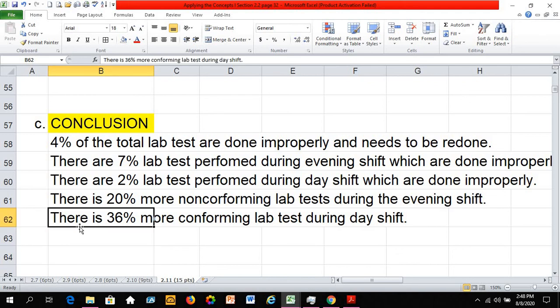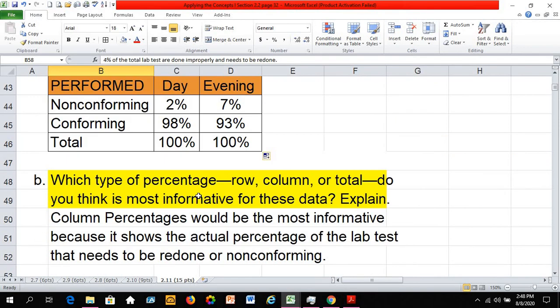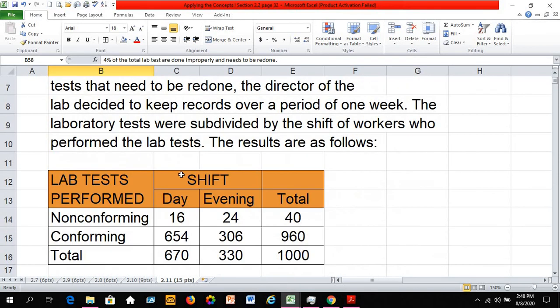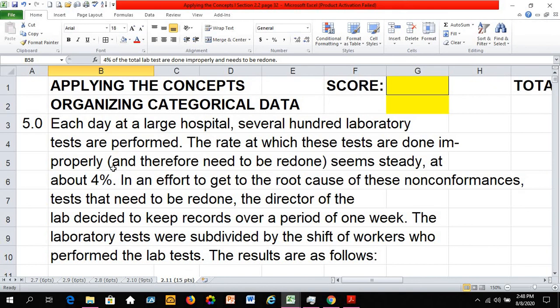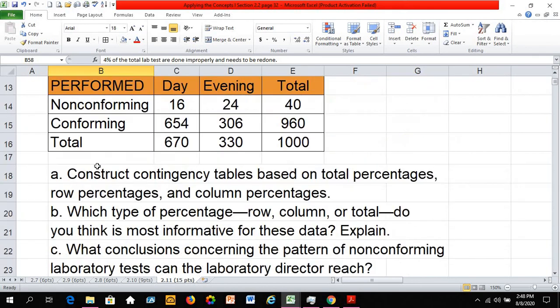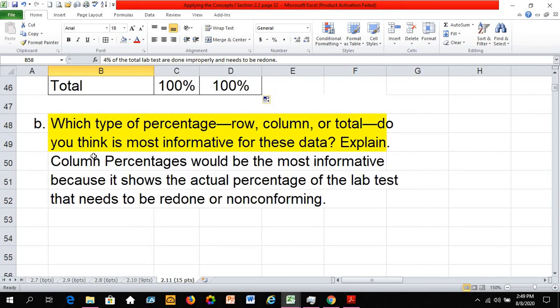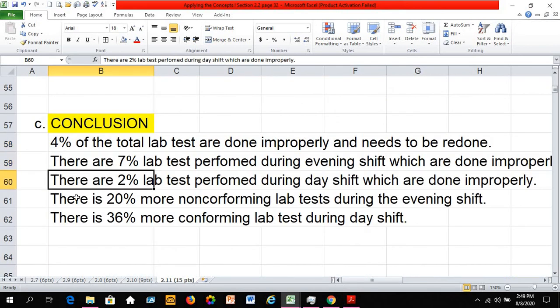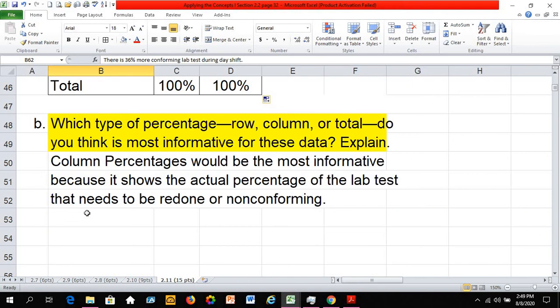So it also shows that during day shift, the correct lab test procedures, or conforming lab tests, are higher by 36%. So on your answers or your conclusion, we may consider other conclusions or other interpretations, but most of it would actually be like this conclusion.